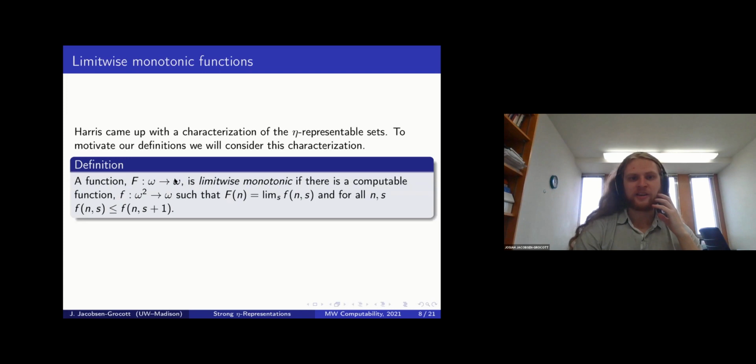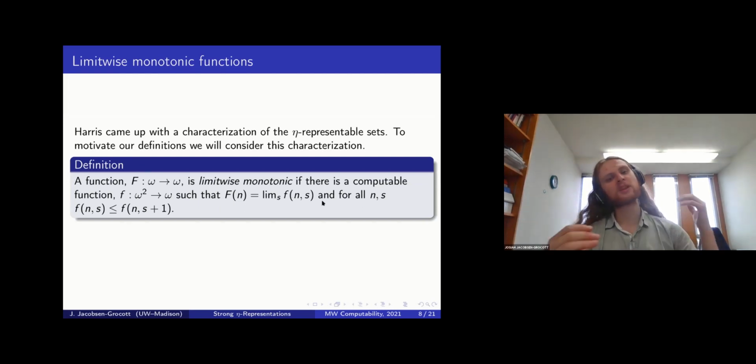A function F from omega is limitwise monotonic if there is a computable function little f from omega squared to omega such that F(n) is equal to the limit over s of f(n,s). That's the limitwise part, and it's monotonic in s, that is, for every n and s, f(n,s) is less than or equal to f(n,s+1).